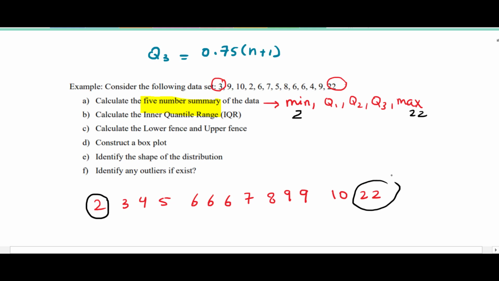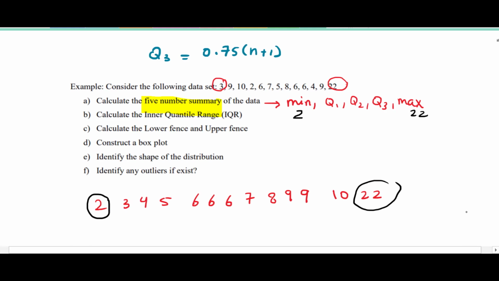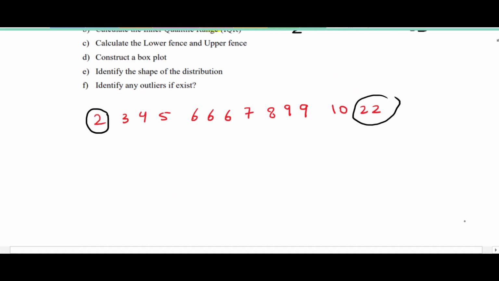Then how do we calculate Q1, Q2, and Q3? So we just learned that the position of Q1 would be 0.25 times n plus 1. This is equal to 3.5. So we have 13 numbers over here. 1, 2, 3, 4, 5, 6, 7, 8, 9, 10, 11, 12, 13. So n is 13. So it's basically 0.25 times 14, or 3.5. So this is telling me that the position of Q1 is 3.5.